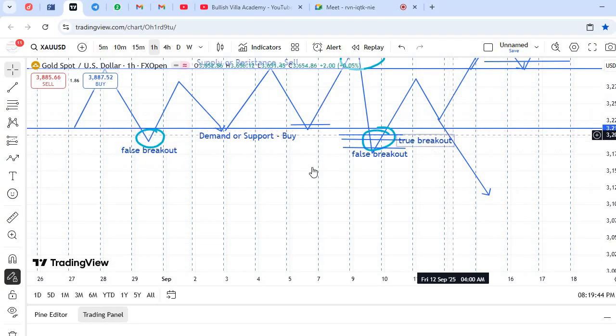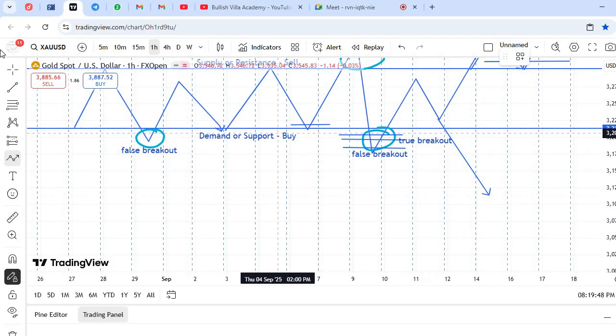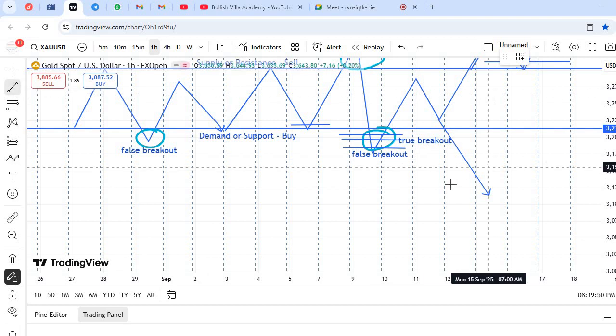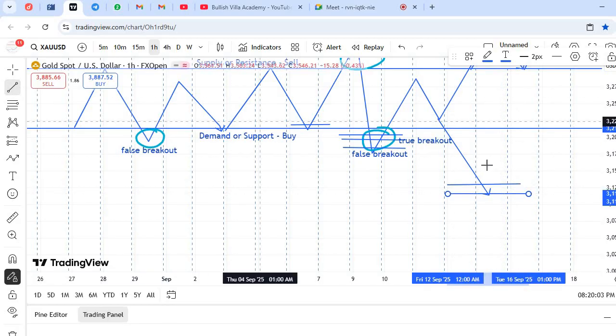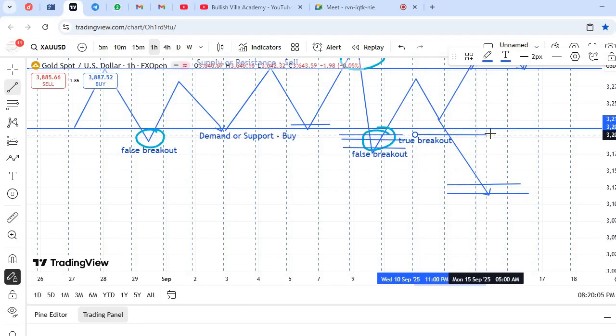But if it wants to break out down, that's the same thing too. Once it has broken down like this, don't come and start selling here. It's risky. You don't sell at this price, you understand? If you wanted to sell, you would have sold at this place.